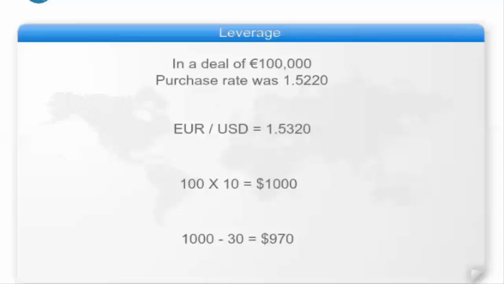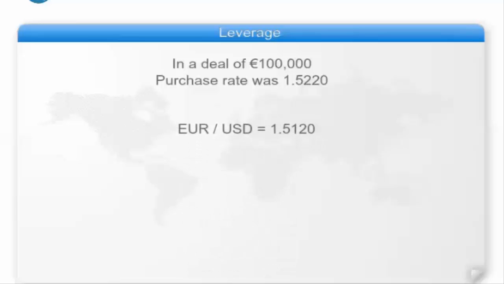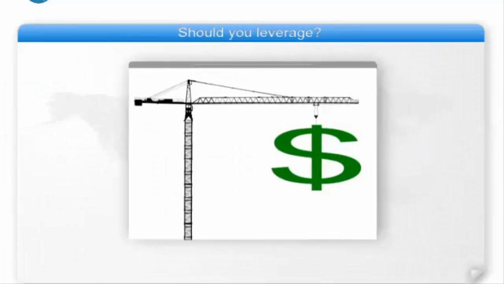How great is that? But what will happen if the exchange rate falls to 1.5120? Well, you've lost 100 pips and you've lost all of your 1,000 US dollar investment. Should you leverage? Later on, you will learn whether it's worthwhile to leverage your transactions and by how much. But one must always remember, for whoever wants to leverage, the option is always available, but it's risky.